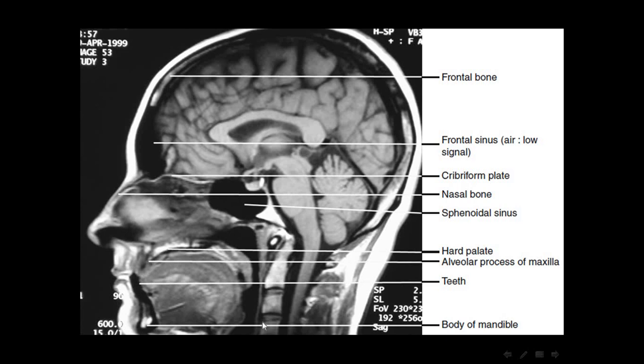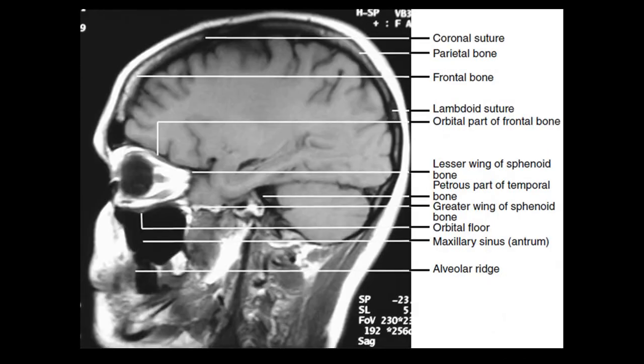We can see the other structures here. This is the hard palate. This is the tongue, the teeth, very dark, and the body of mandible, where the cortex is dark and the bone marrow is bright. The other structures, we already covered on CT. In another image, we can see the maxillary sinus, which contains air, so it's dark on both CT and MRI.